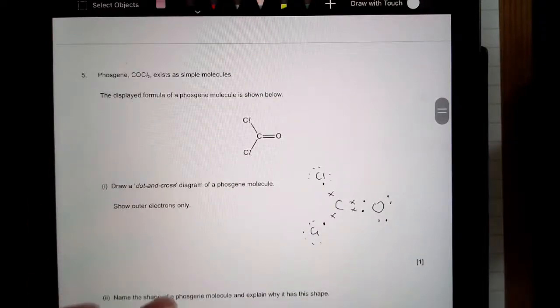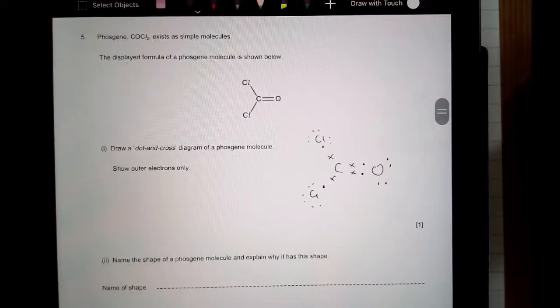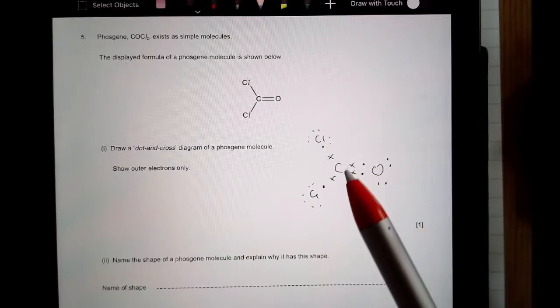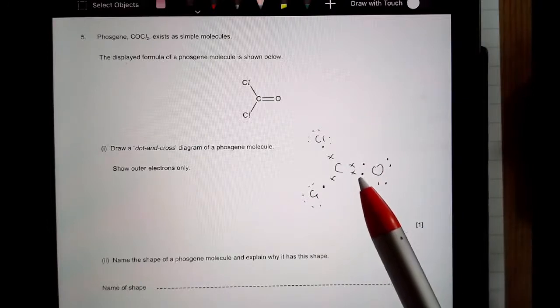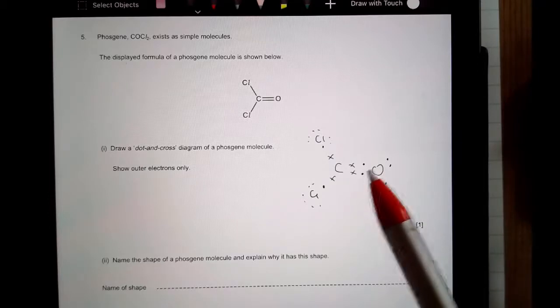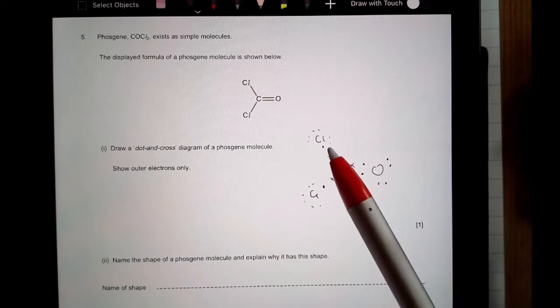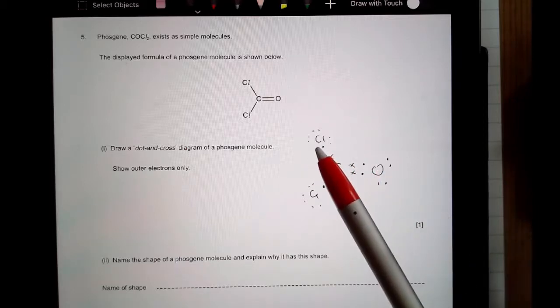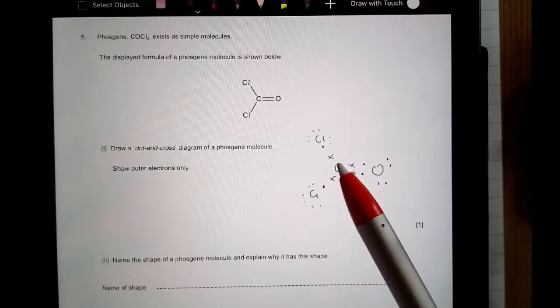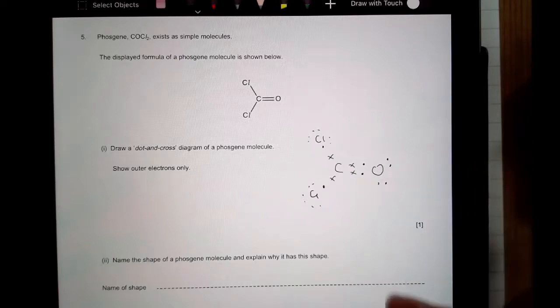The next one, you're just asked to draw a dot and cross diagram. Again, just make sure you're including all of your lone pairs. You can see that you've got a double bond between carbon and oxygen, so make sure you've got 4 electrons between carbon and oxygen, and then a single bond between carbon and each chlorine. Oxygen is in group 6, it's got 6 electrons in total. 2 electrons are involved in bonding, but it's got 4 electrons as lone pairs. Chlorine is in group 7, 7 outer electrons. 1 electron is involved in bonding, 6 electrons are not, so it has got 6 electrons or 3 lone pairs.